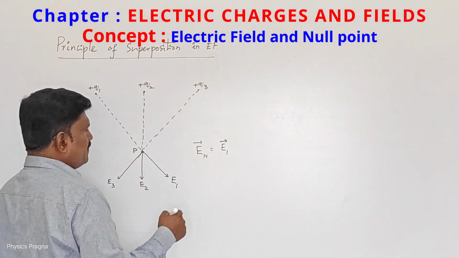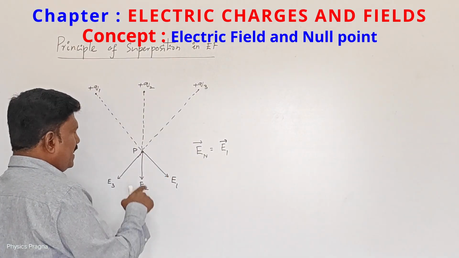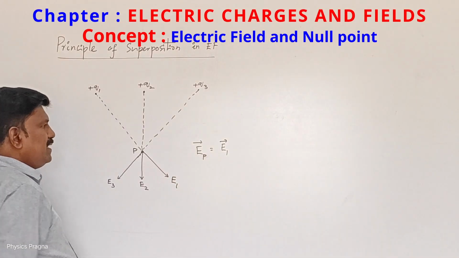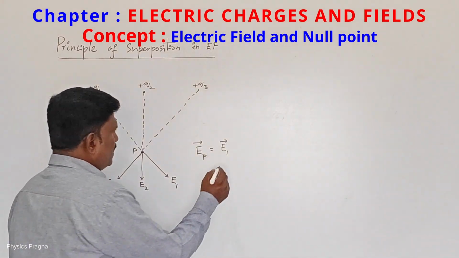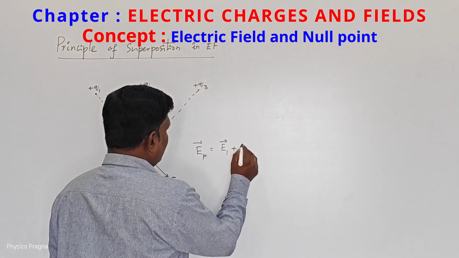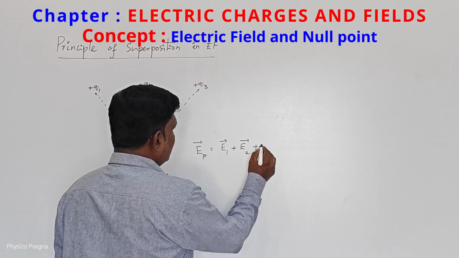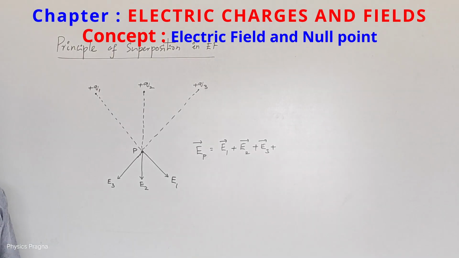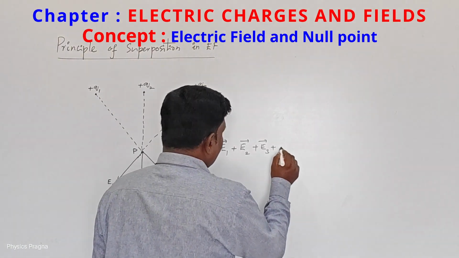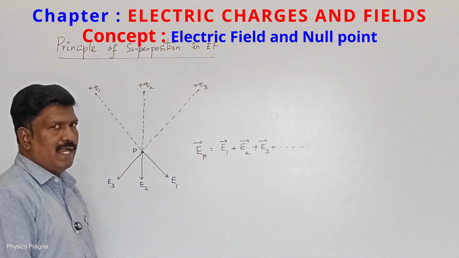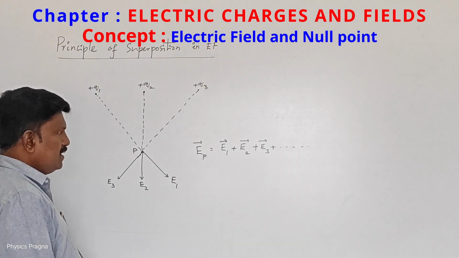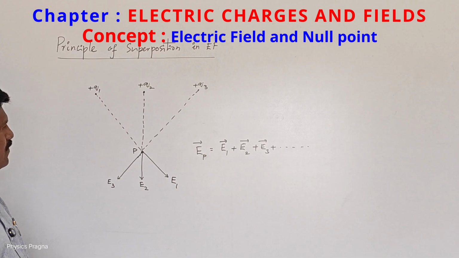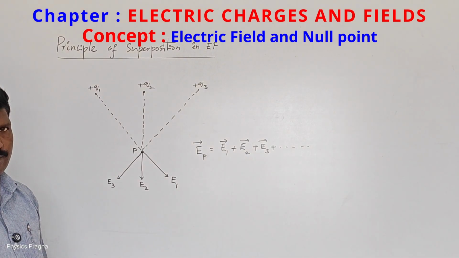So at this point P, the net electric field at point P, I may also write E_P, is the vector sum of E1, E2 and E3. So now only three are there, three electric fields. If so many are there, we can also add all of them. Like this, in the case of electric fields also, we can apply the superposition principle.